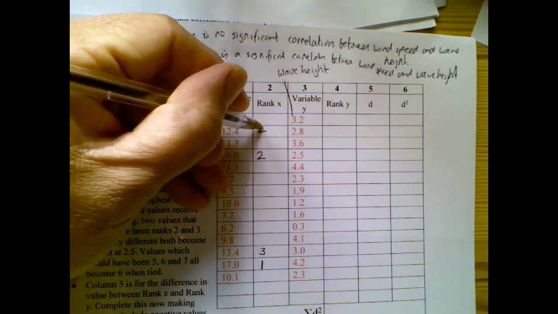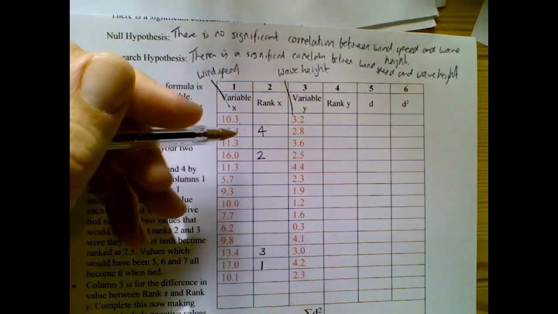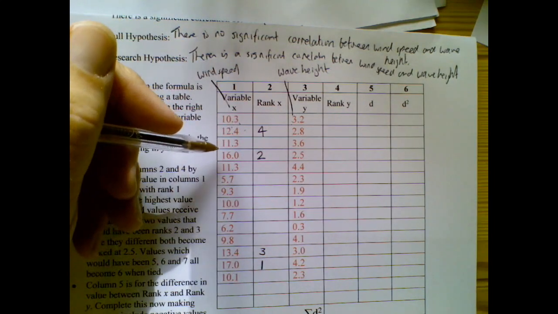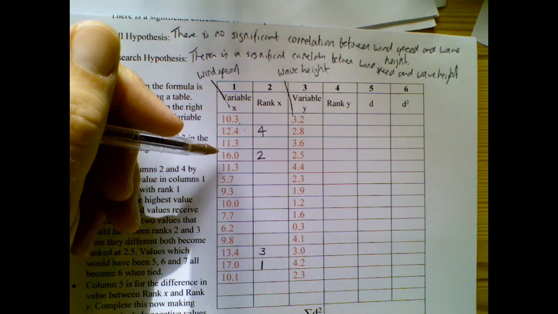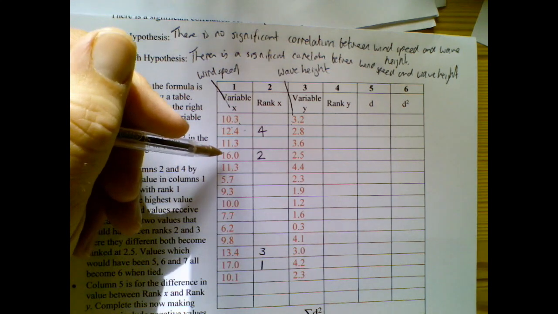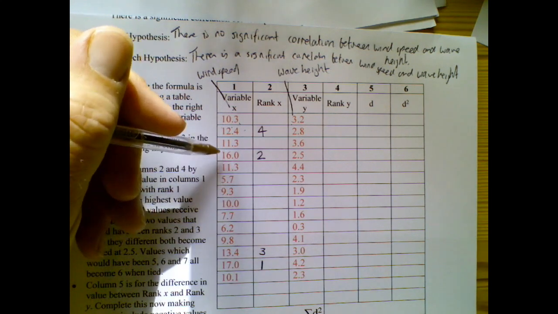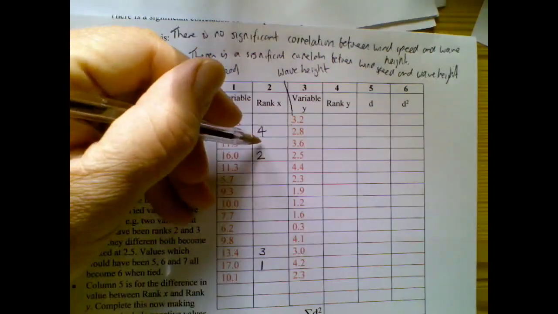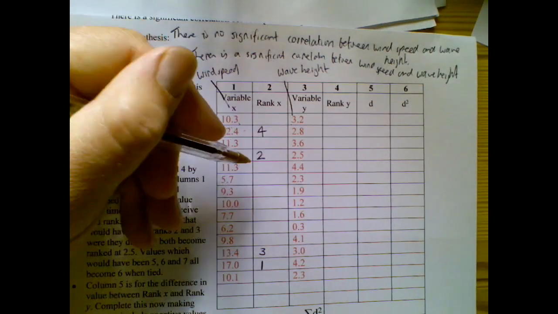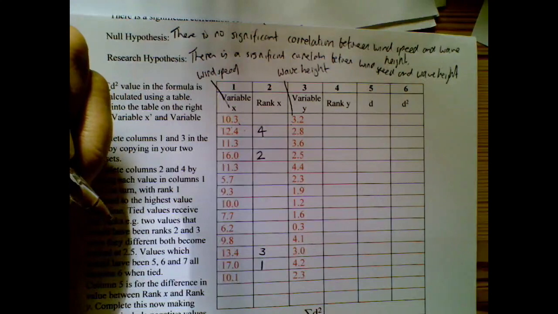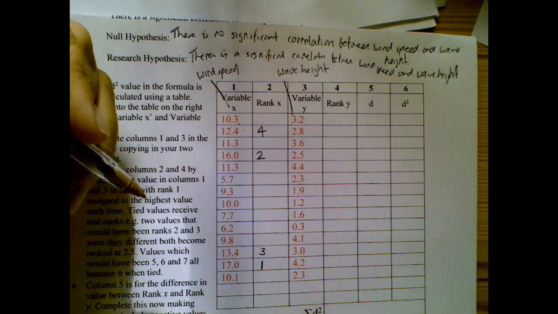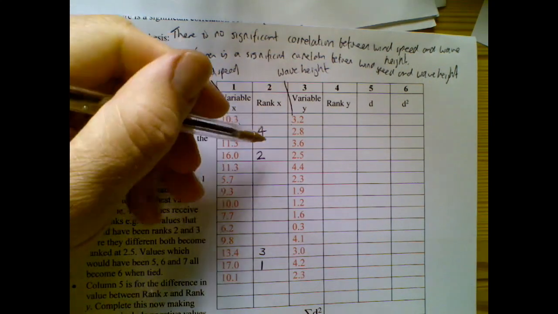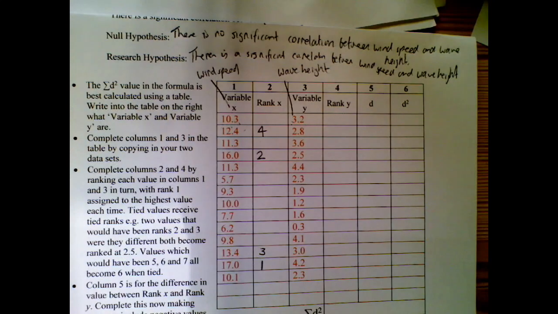12.4 is 4. Now the next one I have a bit of a problem, because the next one is 11.3 and there are 2 of them. So it wouldn't be fair for me to make them 5 and 6 because they're the same. Equally, it wouldn't be fair for me to make them both 5 because then I'd skip a jump. So what I do is I give the value between them.